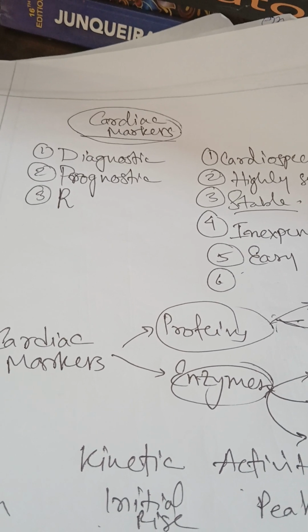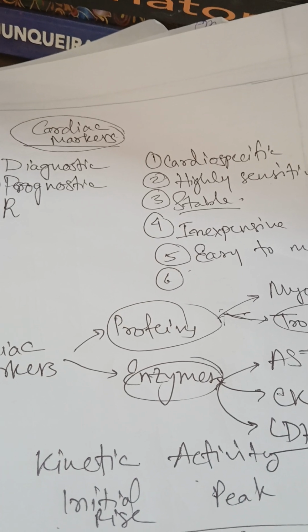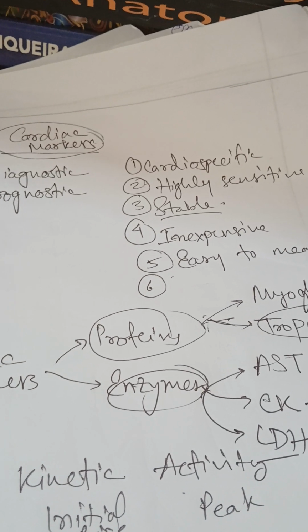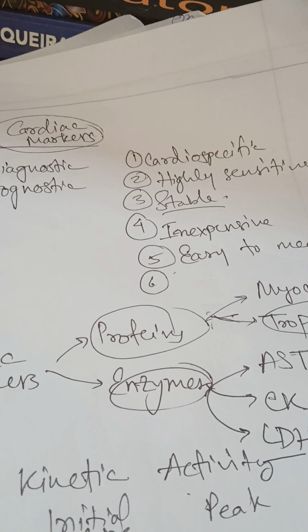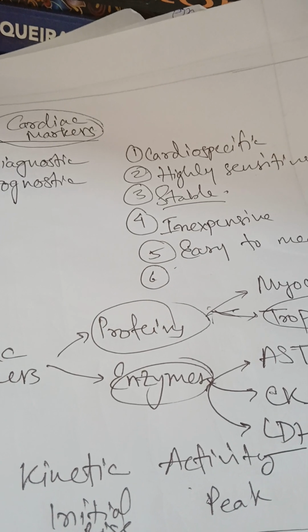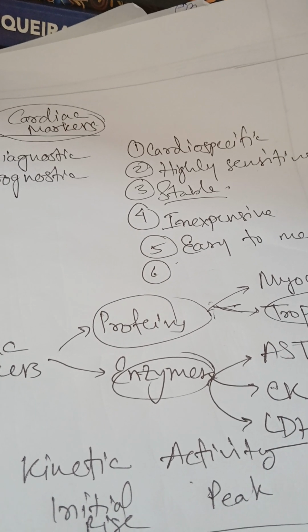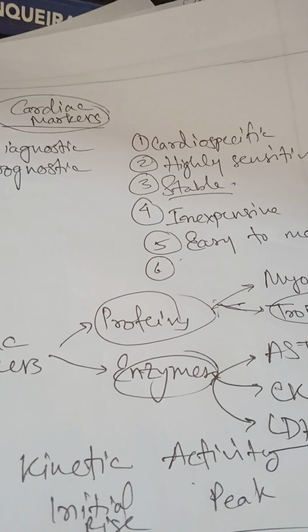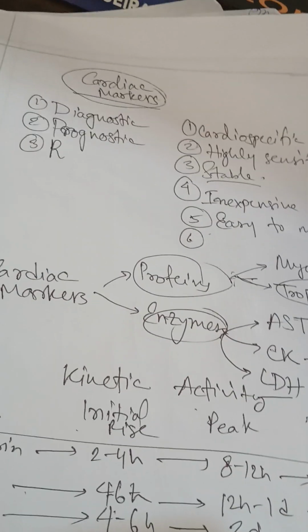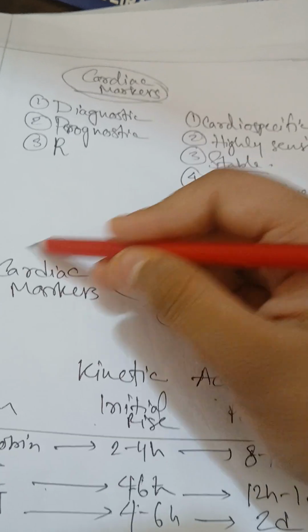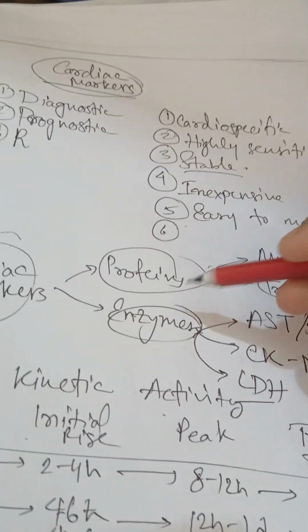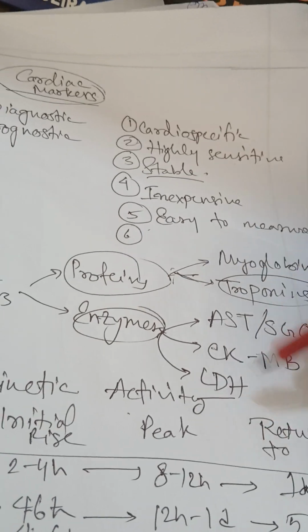What are the traits of a cardiac marker? They have to be cardiospecific, highly sensitive, stable, inexpensive, easy to measure. Rate of release is directly proportional to the cardiac damage, and they have to be cardiospecific, of course. And they have to be present in very trace amounts in blood in the normal case. Cardiac markers are of two types: proteins and enzymes. Proteins are myoglobin and troponins. Enzymes are AST, CKMB, and LDH.